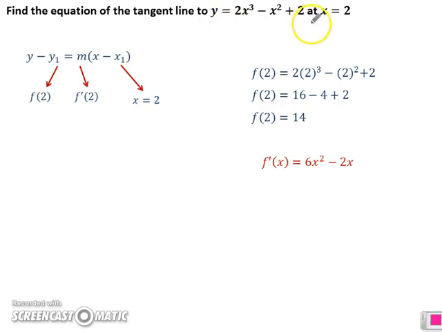And technically, this is a 2x to the 0 power right here. So it just ends up going away. There's no x there. So when you do the derivative, it's really like 0 times 2. So it's just gone. So this is really like a plus 0 here. The derivative of a constant will always be 0.